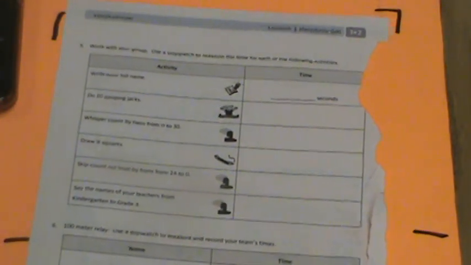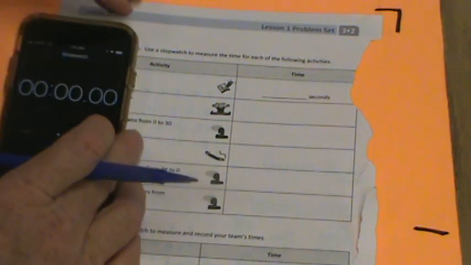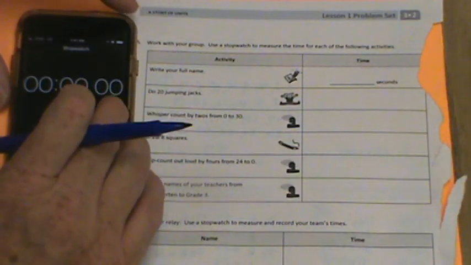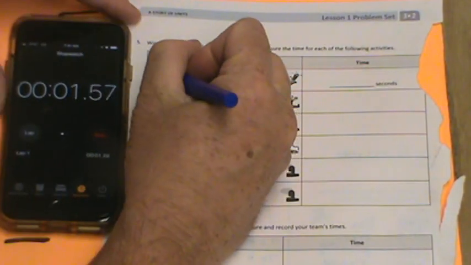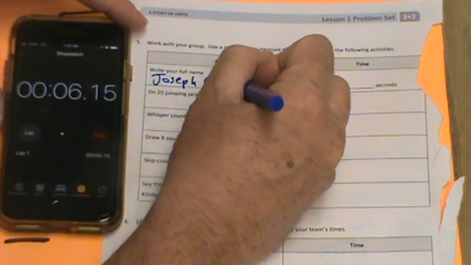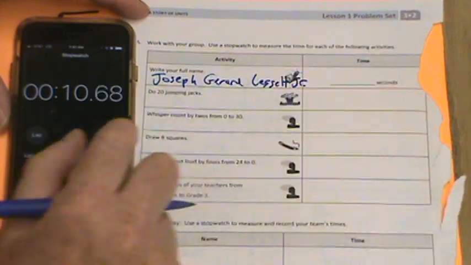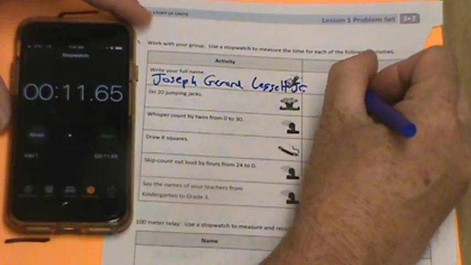Let's go over here, and we're going to use a stopwatch. And here we go. To write our full name. And we're going to start. Joseph. You write your name. Gerard. Leggett. Junior. It took me about 11 seconds.